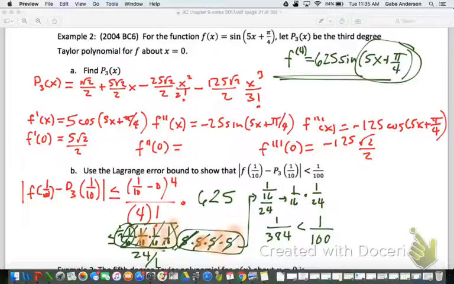Anybody else? Jasper. How do you find C? C is your centering point, so that should be given to you. If you look back earlier, it said make the Taylor polynomial centered at x equals 0. That means that your C value is 0. Sorry, Jasper? Where does it say that? At the very top: let P sub 3 of x be the third degree Taylor polynomial about x equals 0.